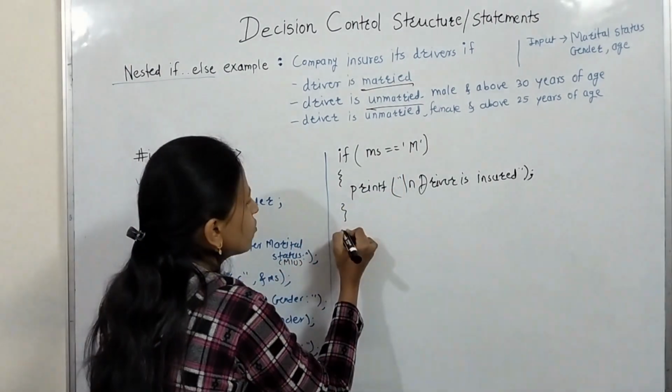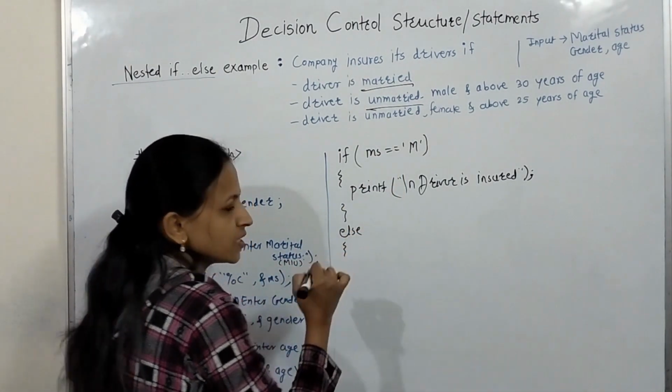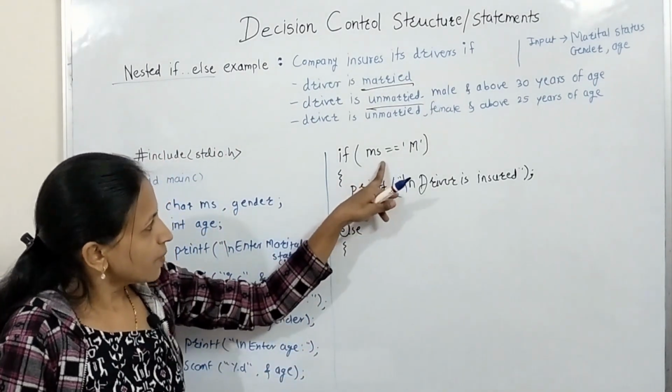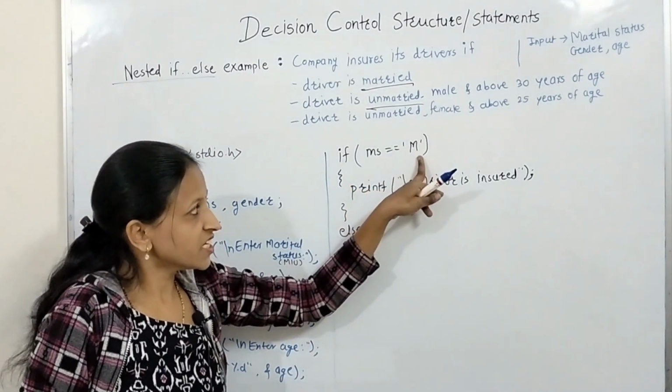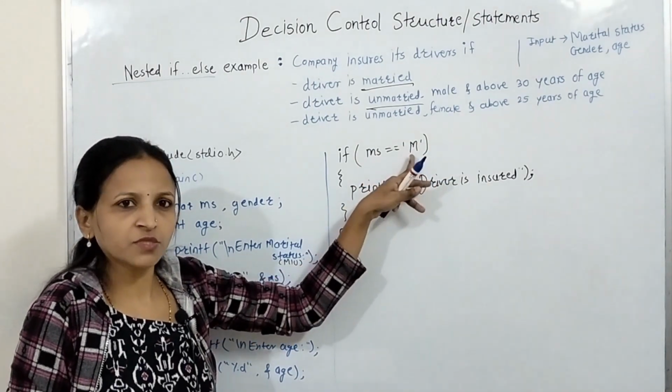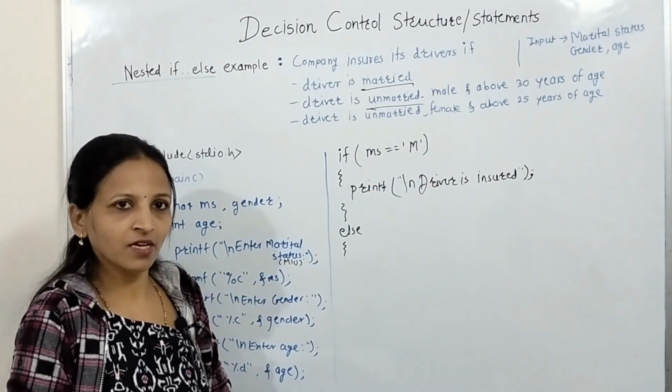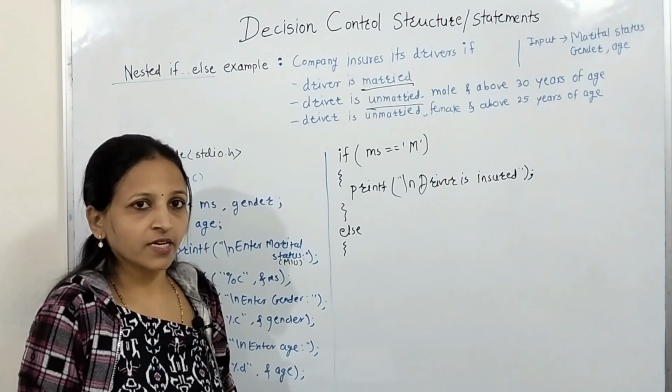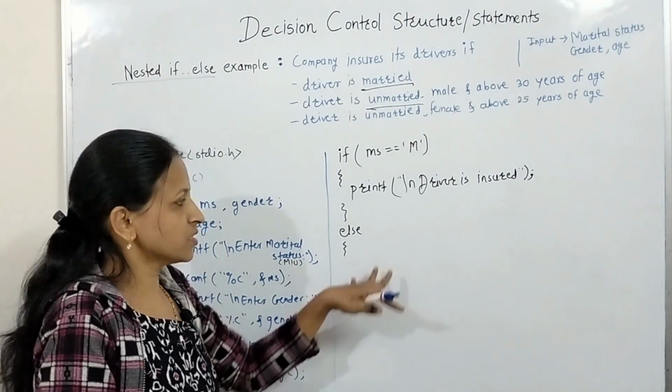Okay, that's why we have to put else in this way. Now see, if driver's marital status is not M, it means this condition is false. Means what? Definitely the driver will be unmarried. Okay, the driver is unmarried in this case.